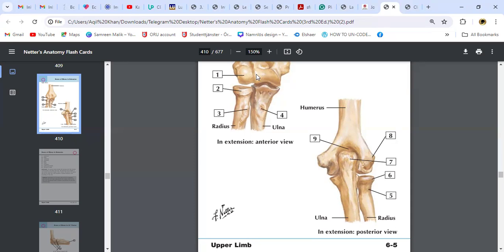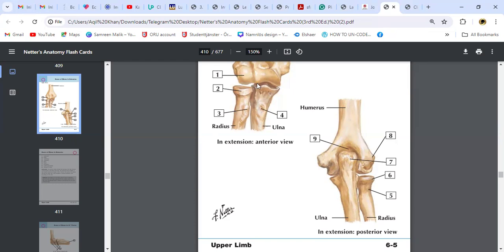So you are going to be revising and studying what type of joint the elbow joint is, what structures strengthen it, what movements are possible at the elbow joint, and identifying all these structures of the radius, ulna, and humerus. What are these pointed structures? What is the clinical significance of these structures?